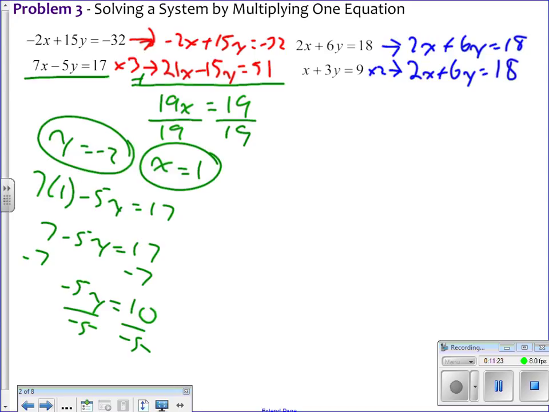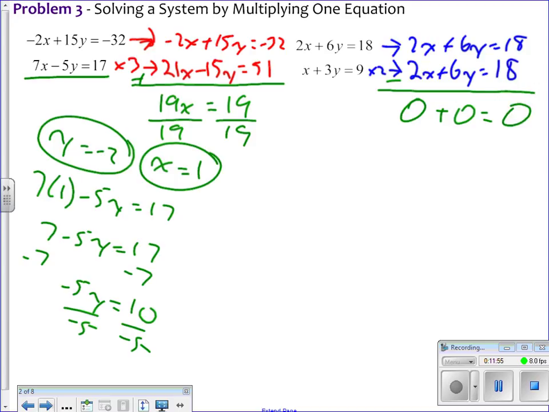And then I have two things that are exactly the same. So I want to subtract on this one. Two things that are opposite I add, two things exactly the same I subtract. So 2x minus 2x is how many x's? 0 x's. 6y minus 6y. 0. Uh-oh. 18 minus 18 equals 0.